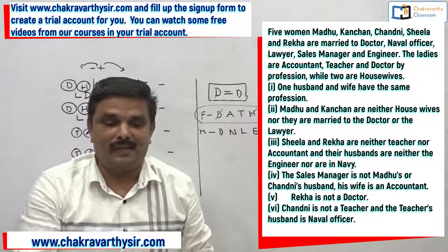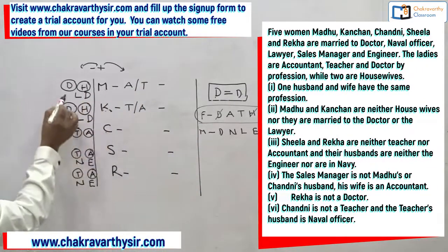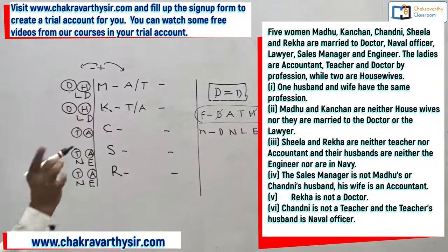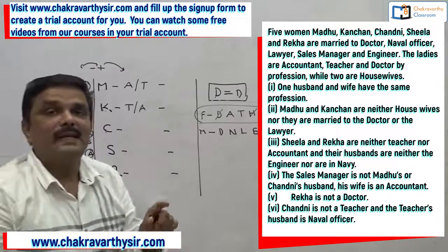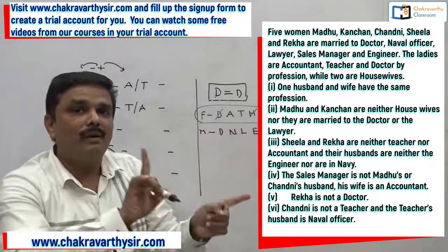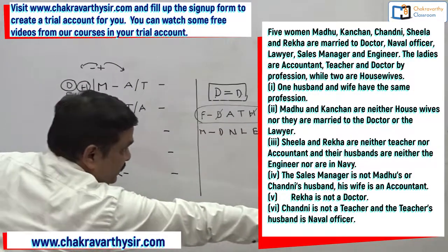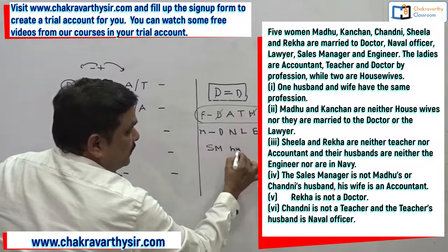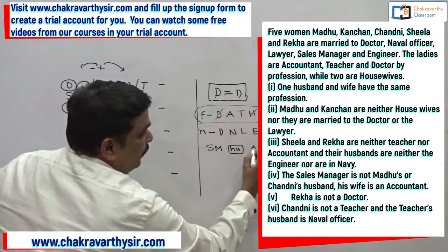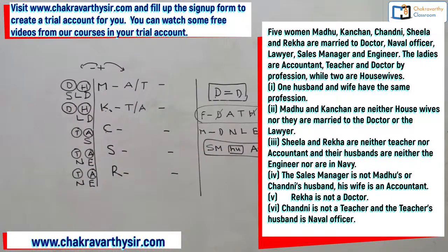Okay, now take the information here. Sales manager is not the husband of Madhu or Chandani. So, left side, because this is the negative information. Sales manager here, left side, even for Chandani also, no. But the positive information they have given: sales manager is husband of the accountant. I cannot keep it on the right side because no clue is there, so I am just keeping it on the other side. Sales manager should be husband of whom here? Accountant.